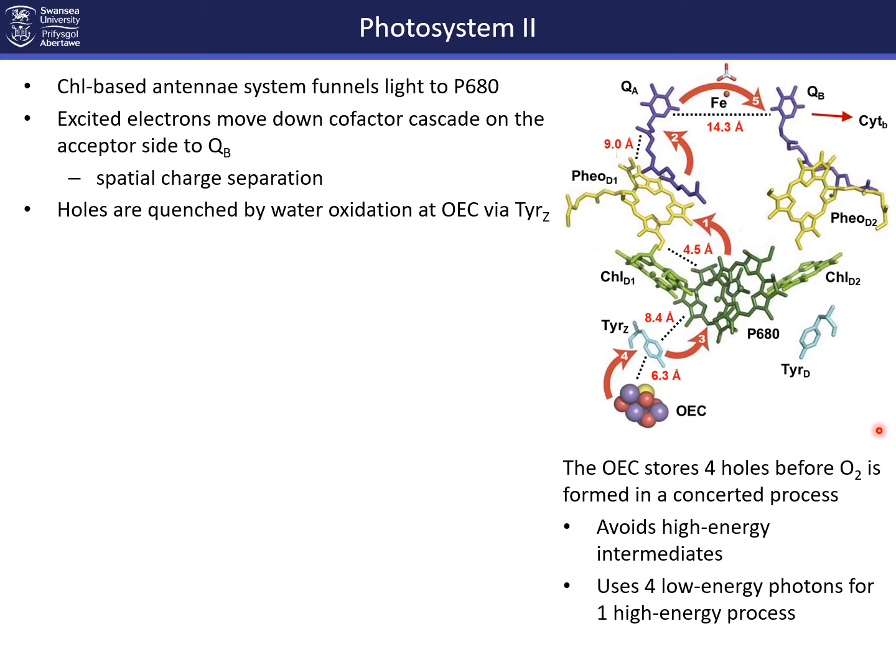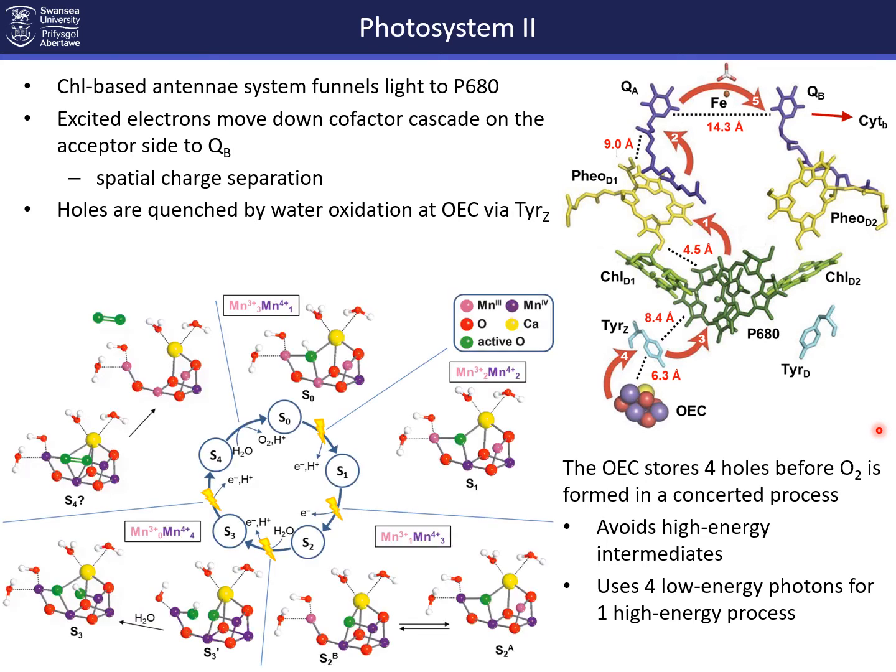And it also manages to do all this by using low energy photons, of which there are most available in the solar spectrum. This is the mechanism by which it works, the so-called Kok cycle. If we start at the ground state, so the S0 state is a fully reduced OEC. You've got this manganese calcium oxygen cluster here, so 4 manganese atoms shown in pink and purple, and 1 calcium atom.